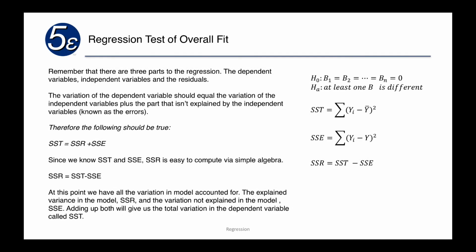So therefore, the following should be true. The sum of the squares of the total is going to equal the sum of the squares of the regression plus the sum of the squares of the error. Since we already have calculated SST and SSE, SSR is easy to compute via simple algebra. SSR is equal to SST minus SSE. At this point, we have all of the variation in the model accounted for somewhere: the variance explained by the regression, which we'll call SSR, and the variation not explained by the model, which is the sum of the squares of the errors, or SSE. Adding these two gives us the total variation in the dependent variable, which is SST.